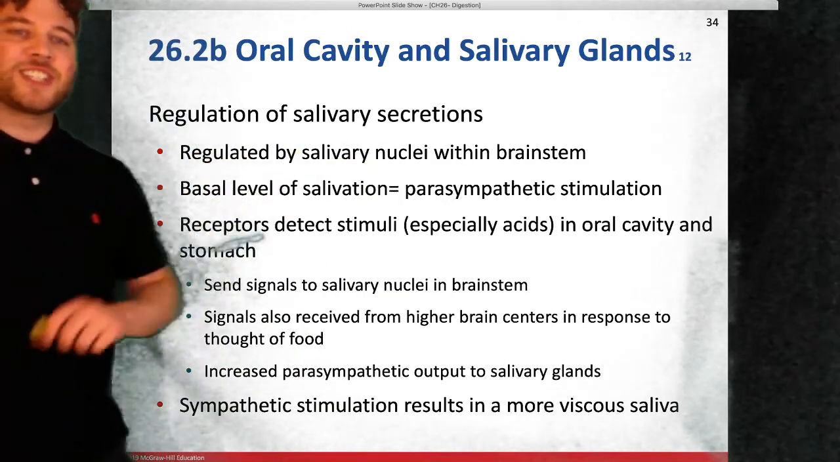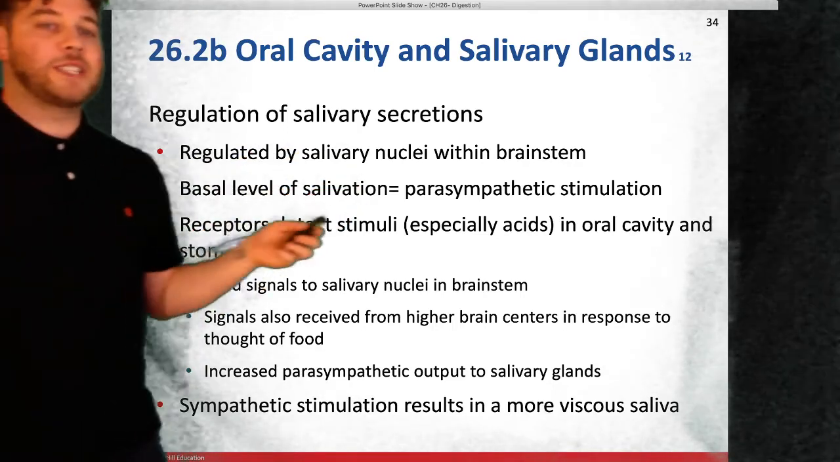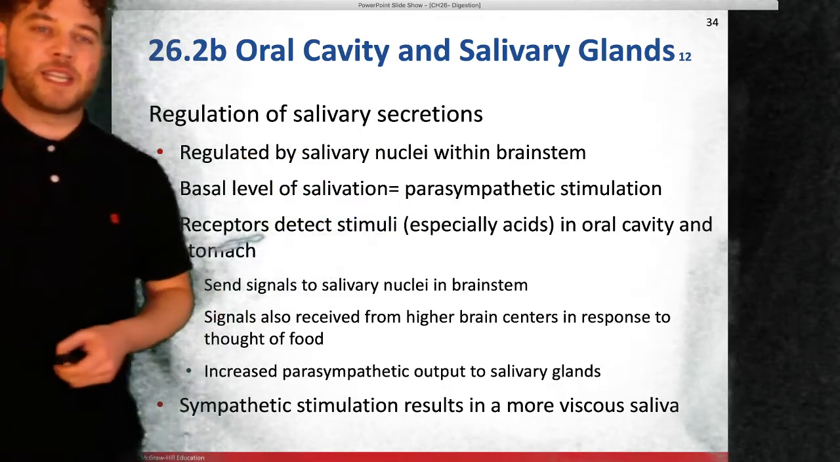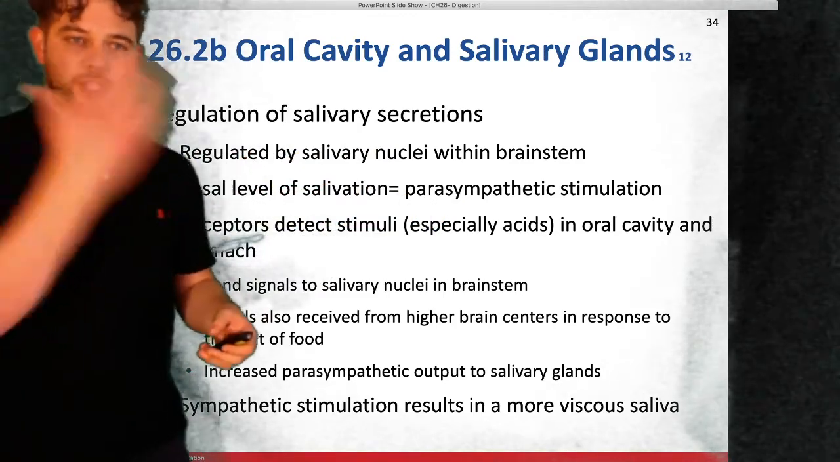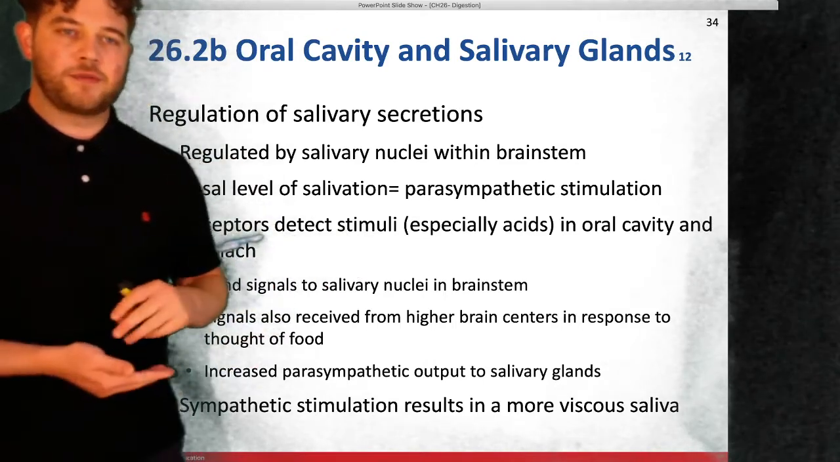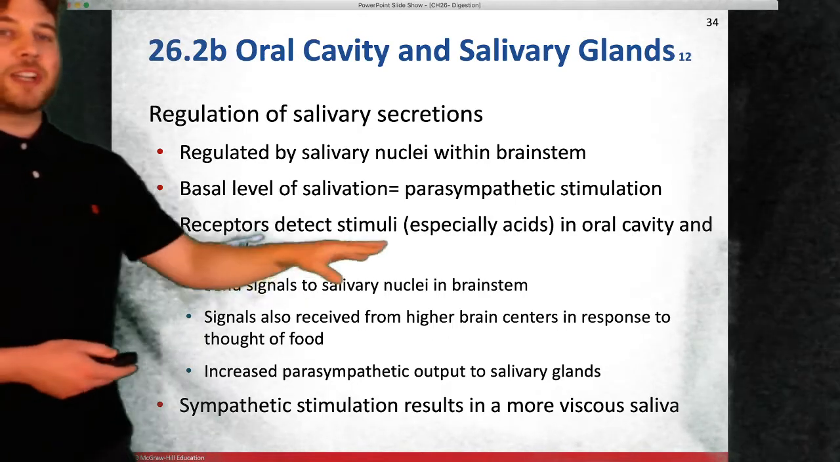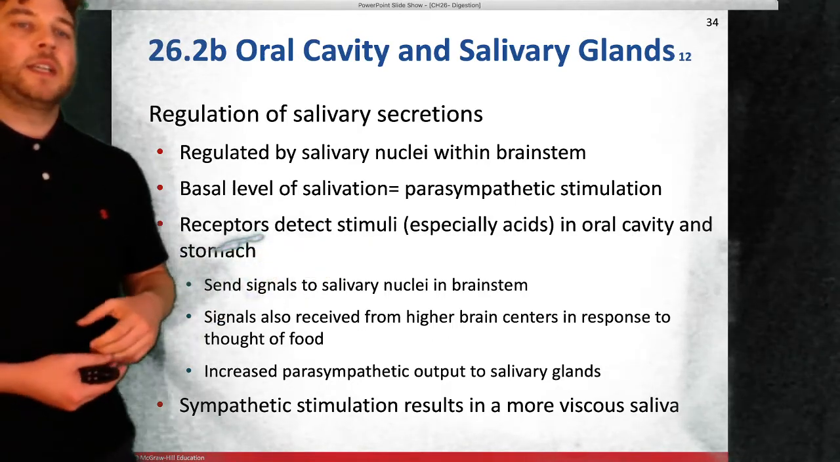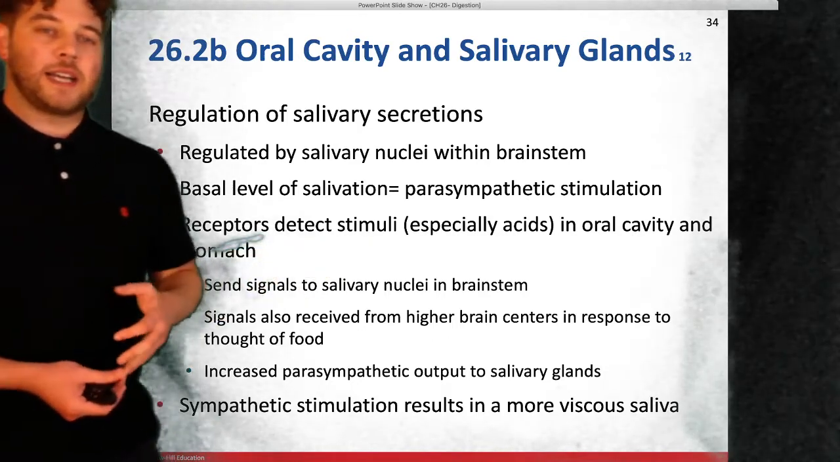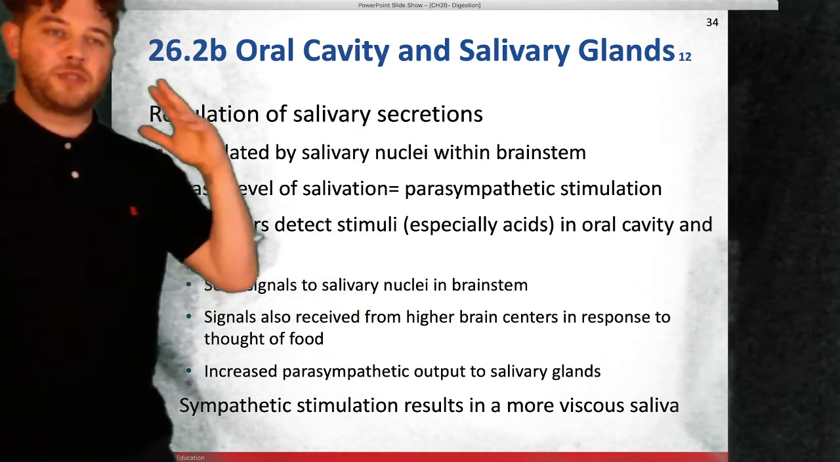Regulation of salivary secretions is by salivary nuclei within the brainstem. You have a basal level of salivation, which is done by parasympathetic stimulation. That's just the most basic, baseline level of secretion that you need. The receptors detect stimuli, particularly acids in the oral cavity and the stomach. They send signals to salivary nuclei in the brainstem. The signals also come from higher brain centers in response to just the thought of food.